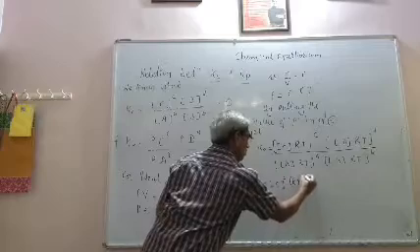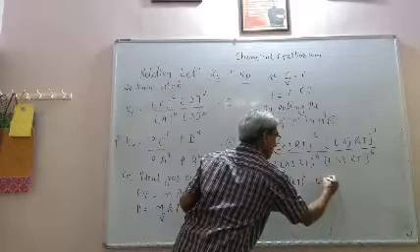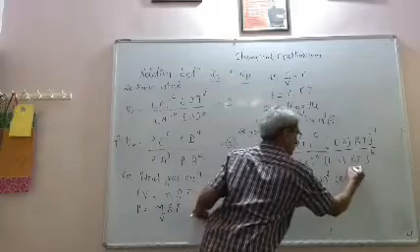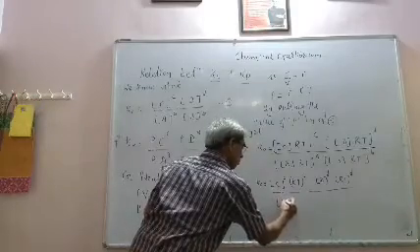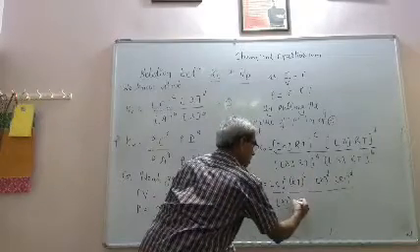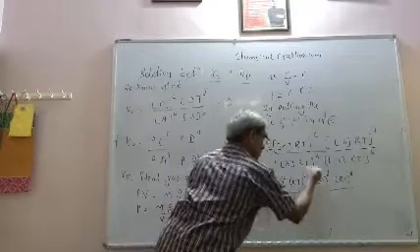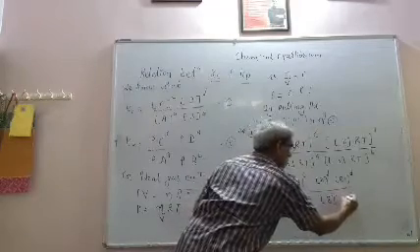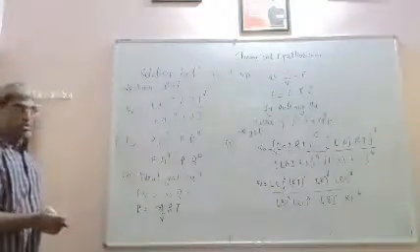RT raised to small c, active mass of D raised to small d RT raised to small d upon active mass of A raised to A, split it, RT active mass of A raised to A, active mass of B raised to small b RT raised to small b. We split that information.